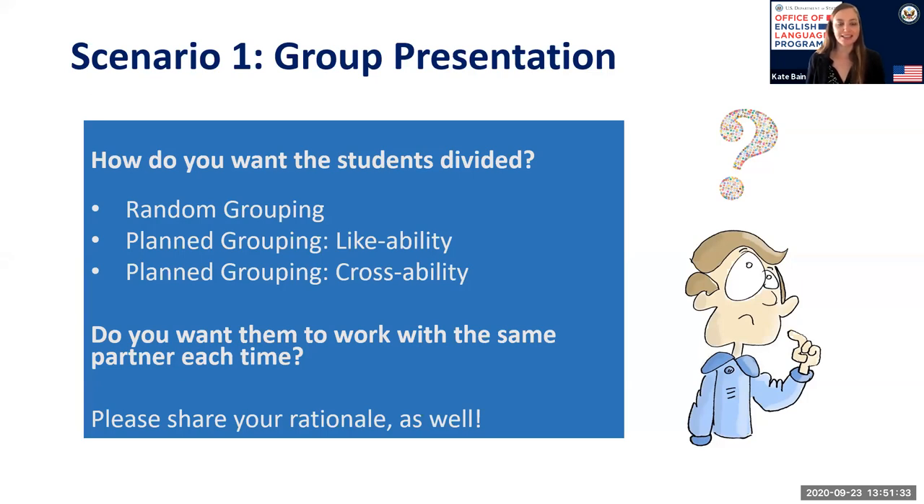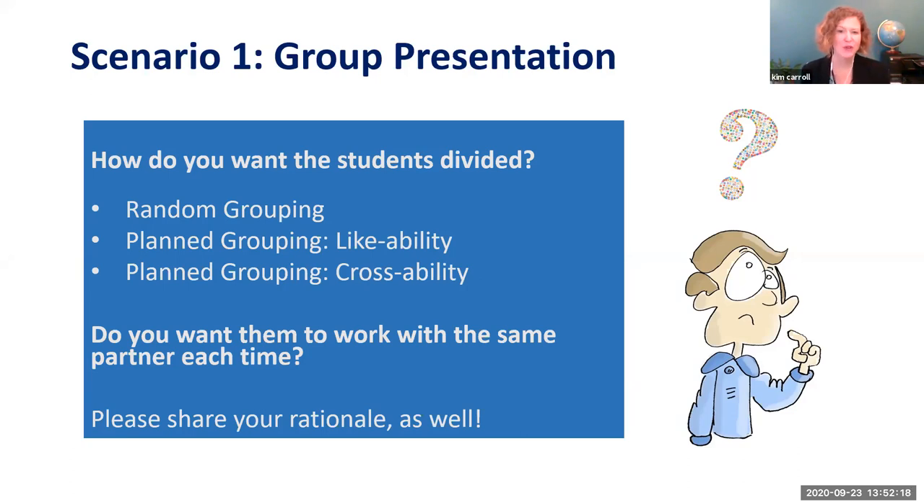Let's see. Precious says they would choose all different types of grouping in this case. Juana says random grouping will work nicely so that they can support each other. Carolina says likability groups, since they have to deal with new material and they have to talk. So maybe they feel less intimidated if they're working with someone who has the same level as they do. Sarwat says that they would use random grouping and different partners. And Rita says the same. She would use random and then give the students the chance to switch partners. All right, thank you for sharing, everybody. Thank you so much. I love the wide variety of answers, but each one has a very good reason for doing that kind of grouping.